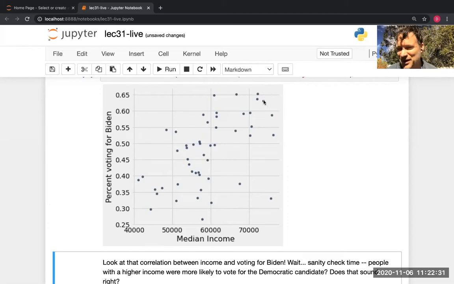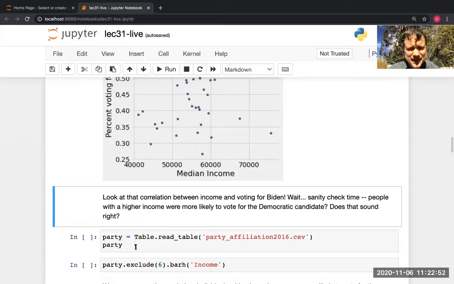Each dot here represents a state. This is state level results. So actually, if I was being a little more careful, what this shows is that states with a higher median income are more likely to have higher vote share for Biden, and states with a lower median income, poorer states, are likely to have a lower vote share for Biden. Now, that's a little weird.